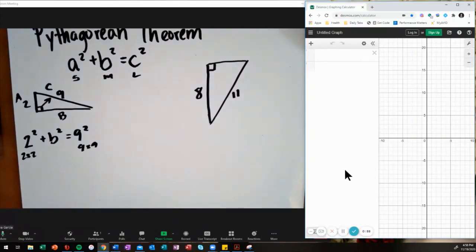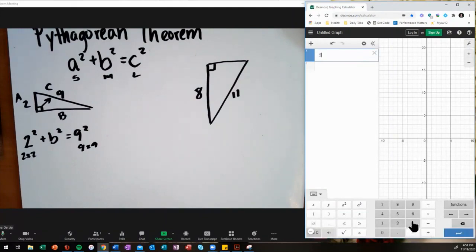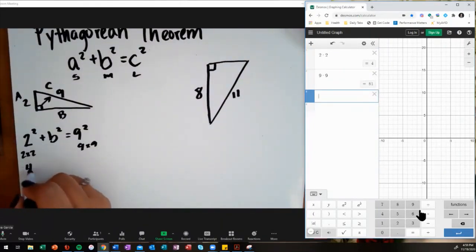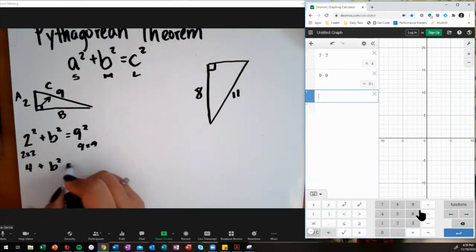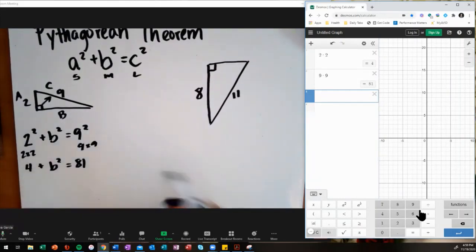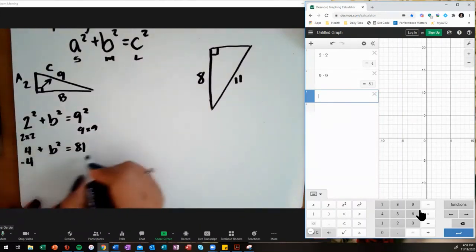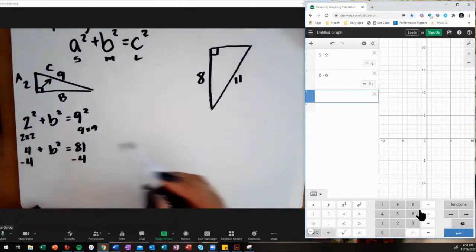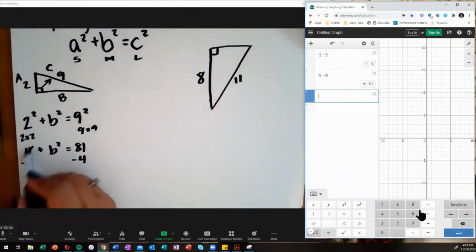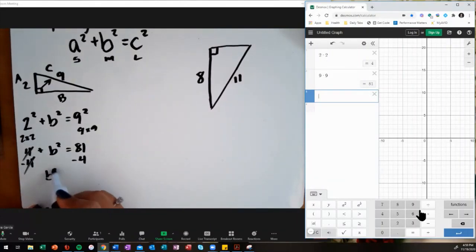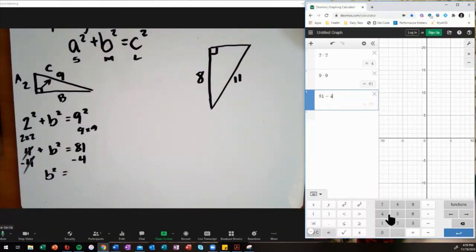Okay, so I'm going to come over here to my Desmos calculator, and I'm going to type this in. So 2 times 2, see what that gives me, and then 9 times 9, and that gives me 81. So here I have 4 plus b squared equals 81. Now at this point, I have to subtract this 4 from this side because it's being added, and I have to subtract it from both sides, okay? So 4 minus 4 gives me 0, so this goes away. I'm left with b squared over here, okay? 81 minus 4 gives me a total of 77.